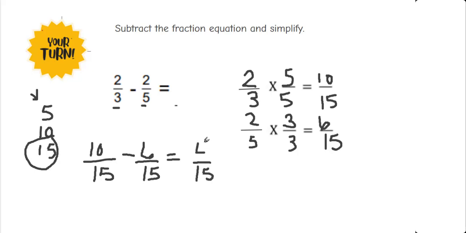And I know that this is as simplified as it can get, because 4 is an even number and 15 is an odd number with an odd number in the ones place. And so 4 over 15 is the answer. And all of that will make sense the more you do it.